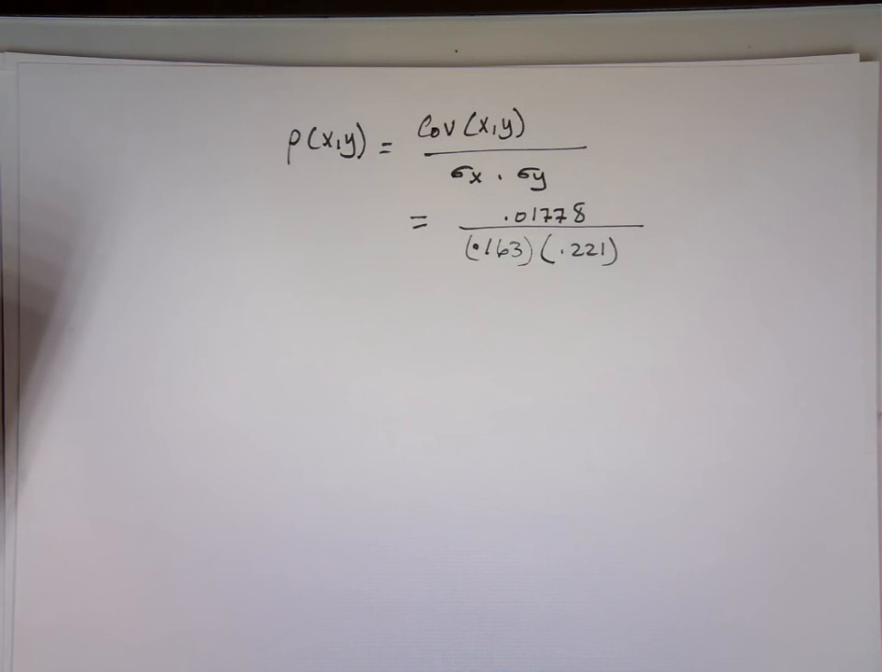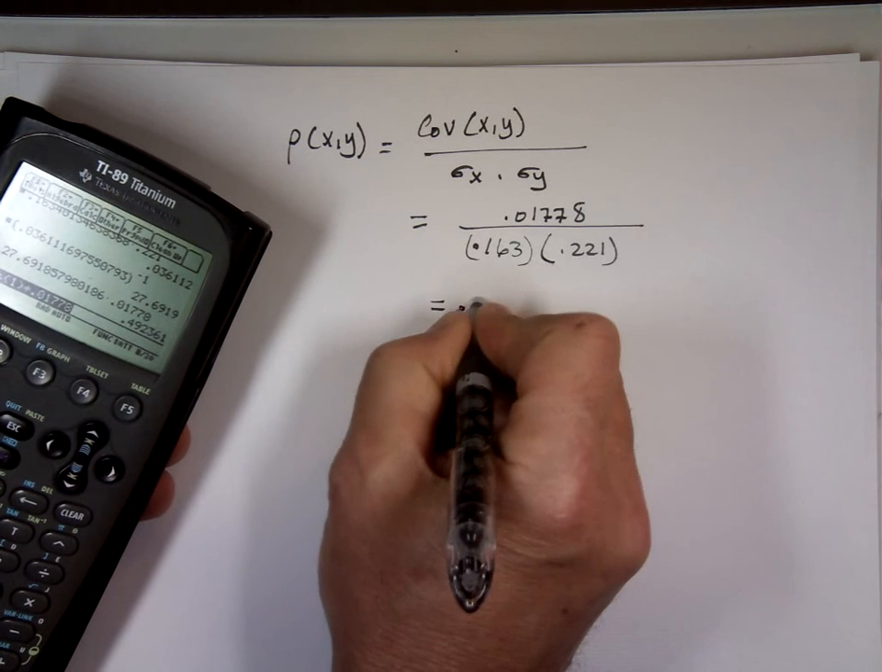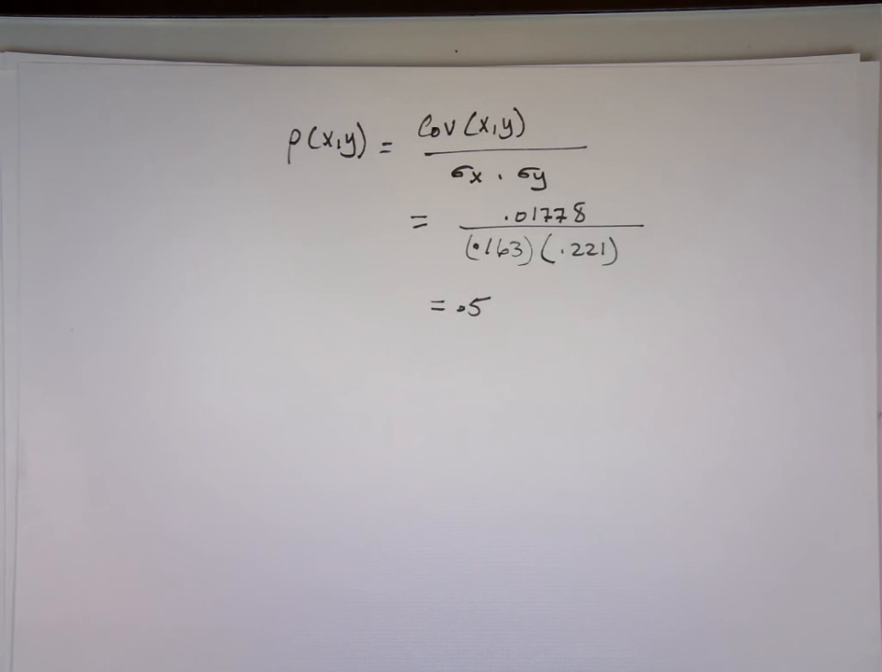If I push the right button, I'm getting roughly 0.5. A weak positive correlation. Not a strong correlation, a weak correlation. Positive says if one increases, there's a 40% chance, 50% chance the other one might increase.